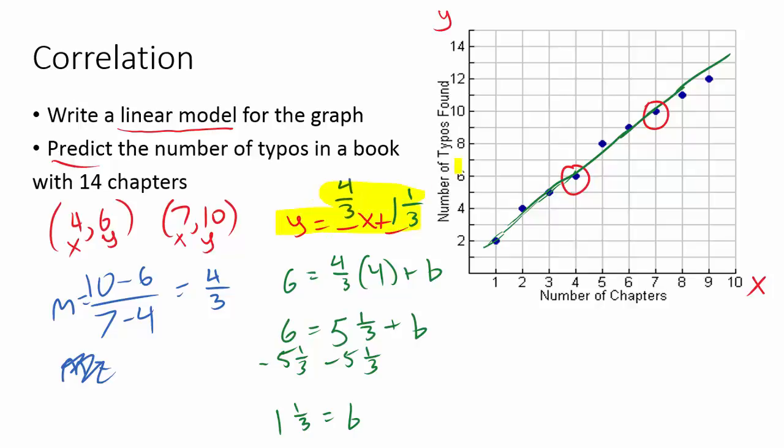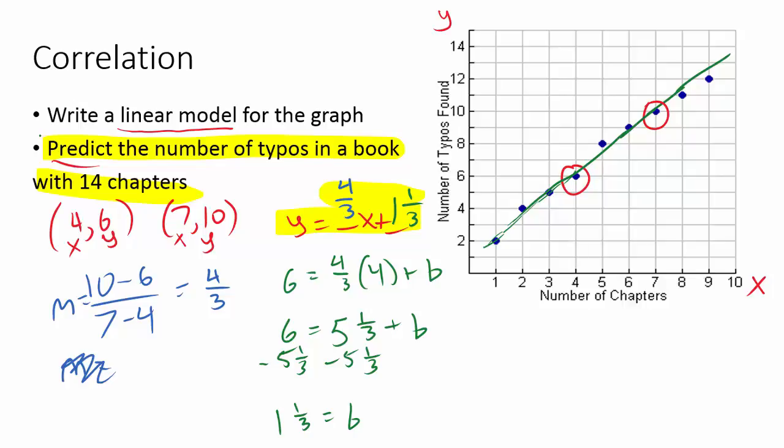Okay, so that takes care of part 1. So we got y equals 4/3 x plus 1 1/3. And now the only part we haven't done yet is predict the number of typos in a book with 14 chapters. We just found the linear model. This should be able to predict different numbers for us.